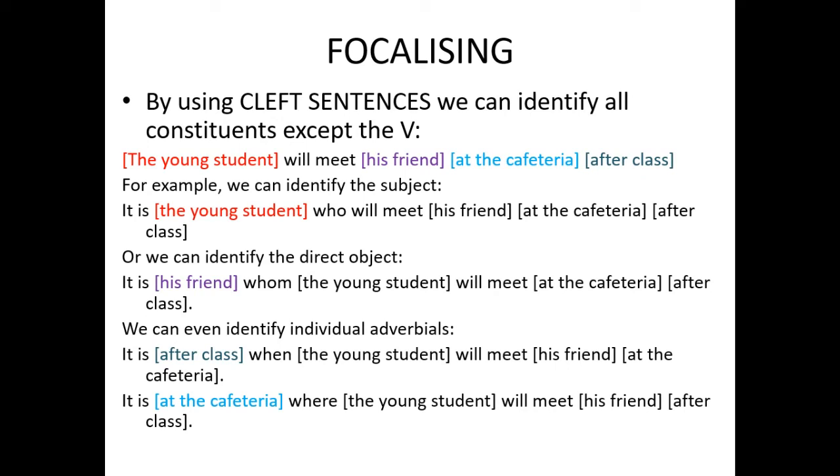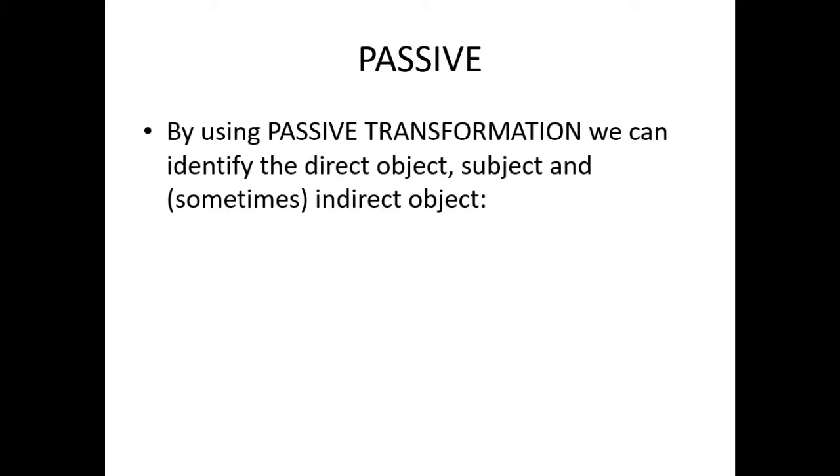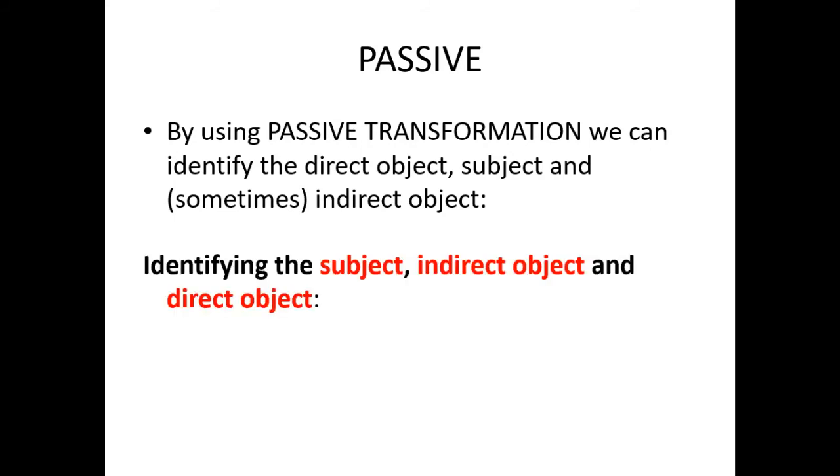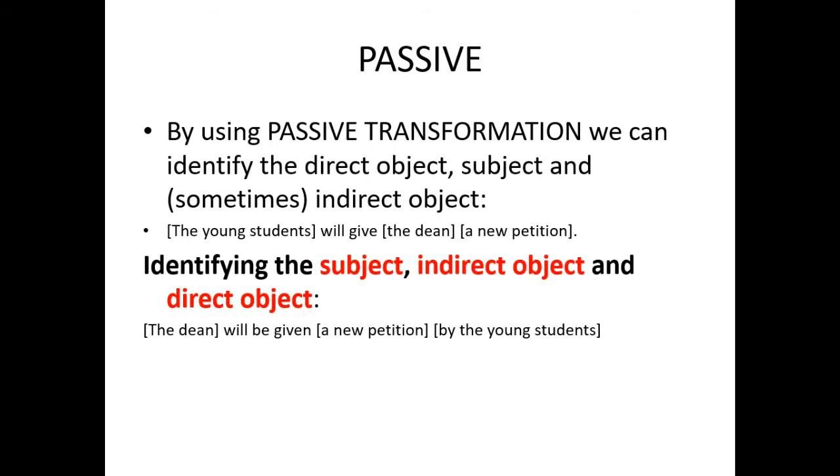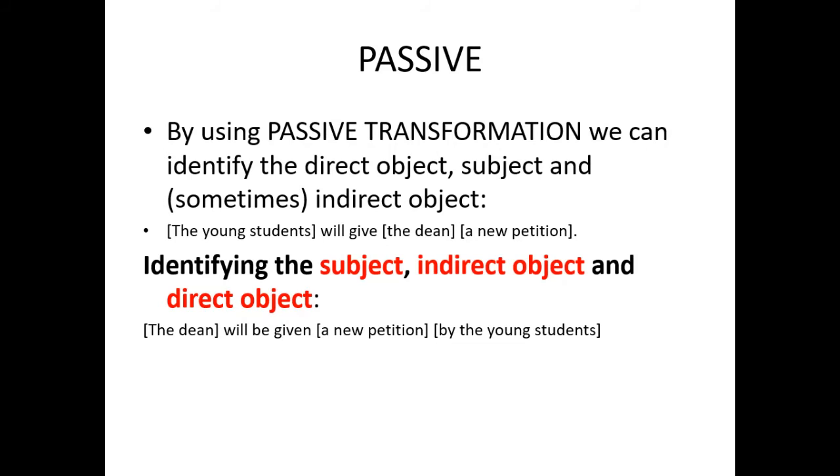And finally, for identifying the subject and the object, the passive transformation is probably the most elegant choice. You can identify the subject, the indirect, and the direct object. So, the young student will give the dean a new petition; the dean will be given a new petition by the student. That's an example of passivization: whatever comes in the subject position of the passive sentence is actually the object of the active sentence. So this way you identify both the subject and the object, because what ends up in the by phrase, by the young student, is actually the subject of the active sentence.